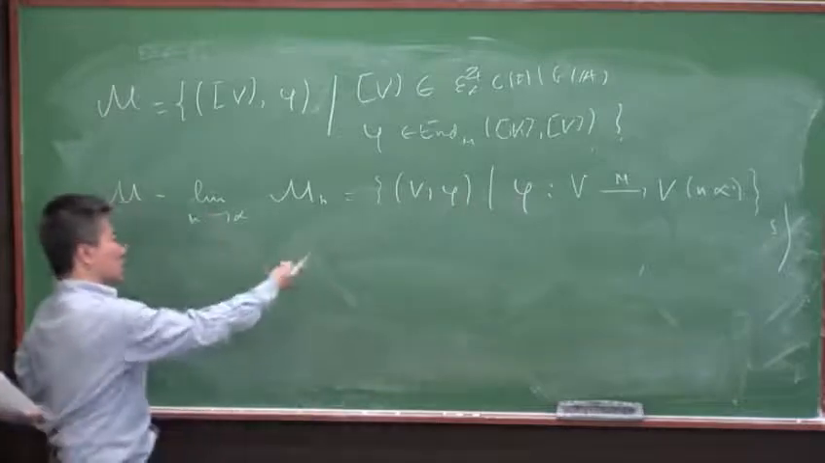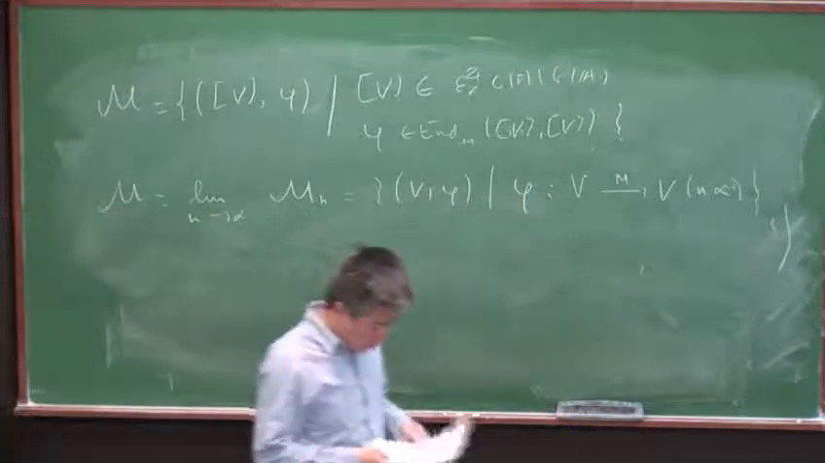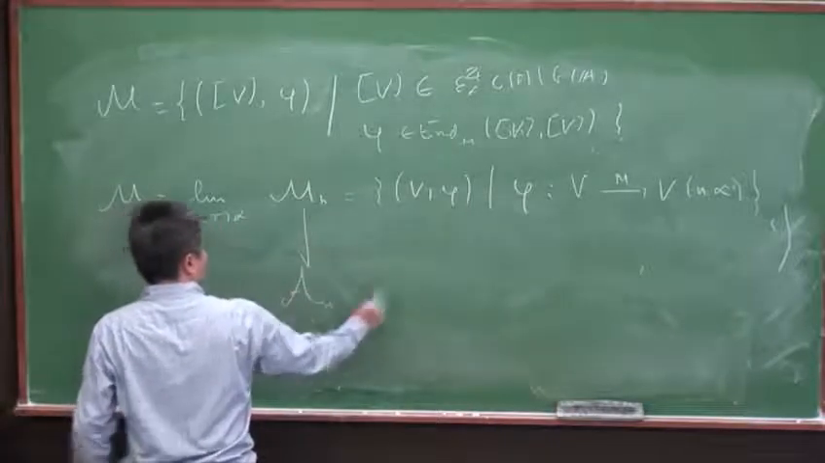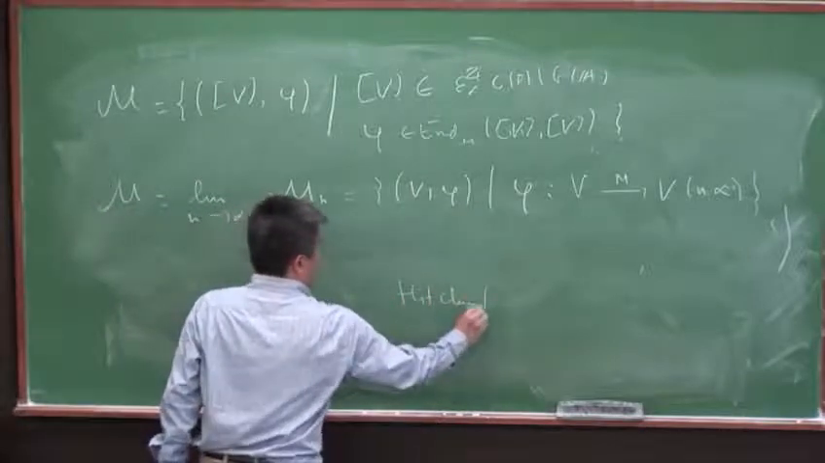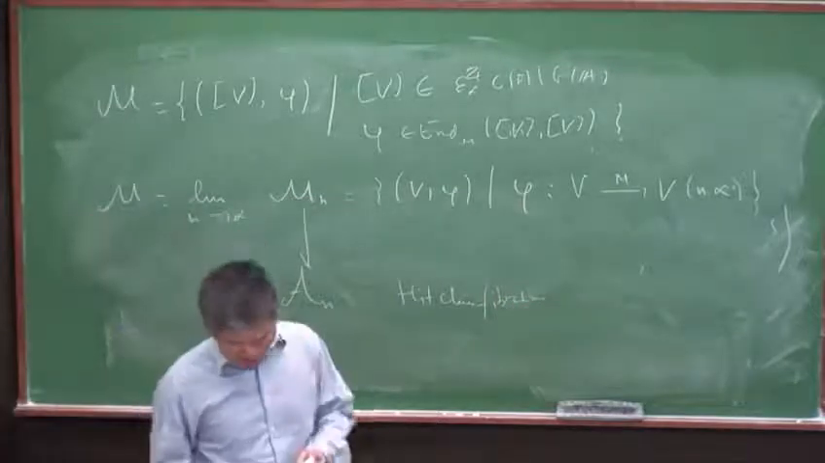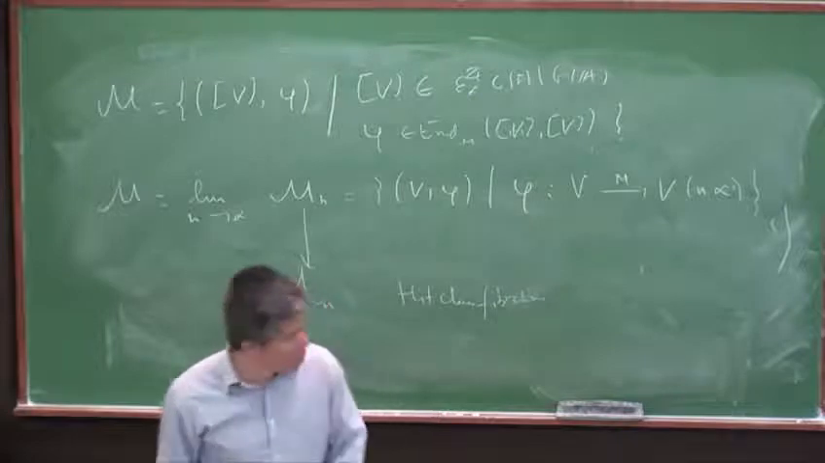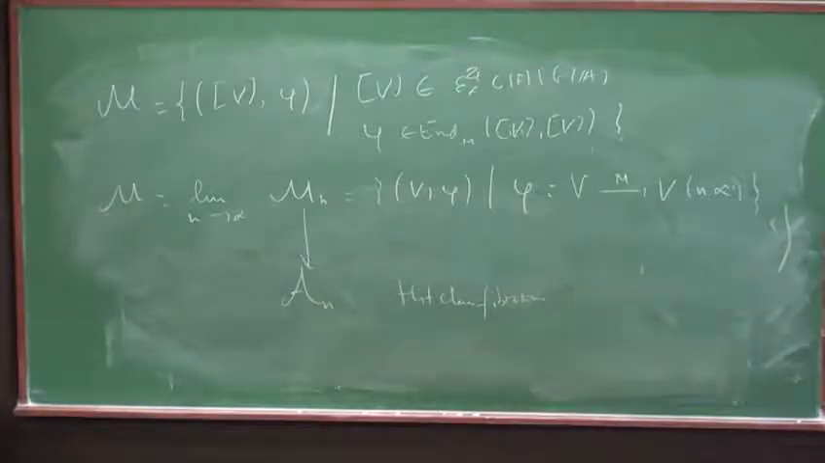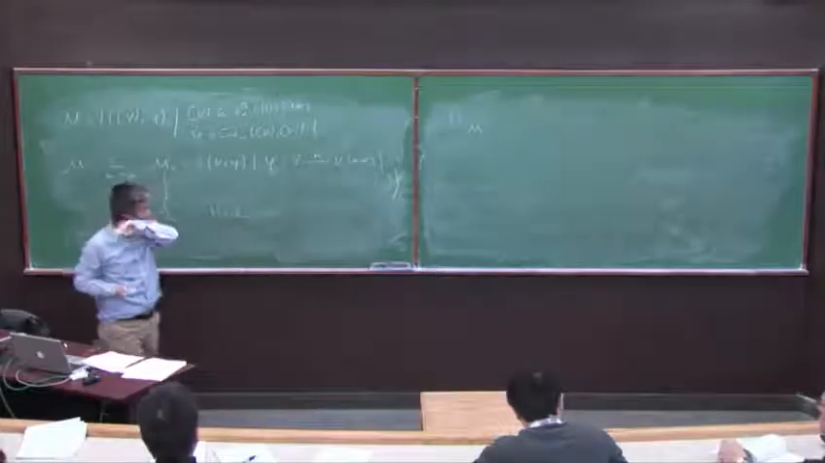So at this point, it's really very much like a Hitchin fibration. And you can define Hitchin fibrations the same way as in the fundamental lemma for the Lie algebra. So what are we to do? At the finite level of Mn, you want to put the IC of Mn. To work with this, you need something pure to start with.